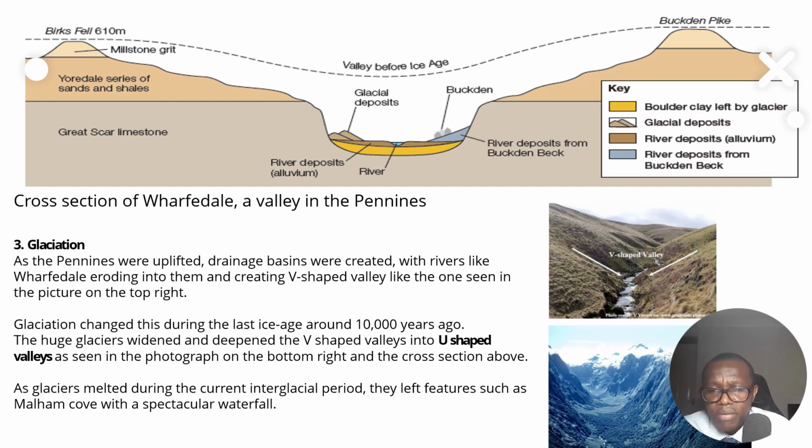These V-shaped valleys, due to the ice age, were then deepened and widened. And that eventually formed this U-shaped valley that you can see in this other picture here. You can also see that again on this cross section of Wharfedale, in the Pennines. So glaciation also had a big role to play in the shaping of the landscape of the Pennines because it transformed V-shaped valleys into U-shaped valleys.